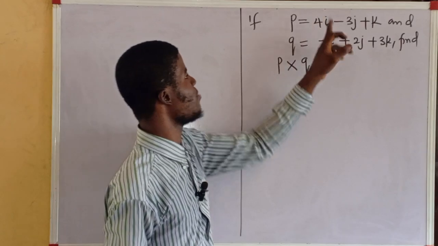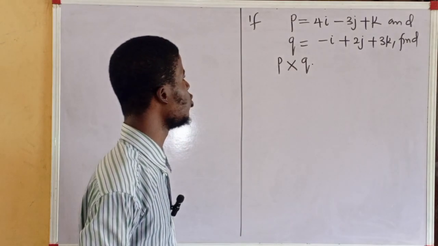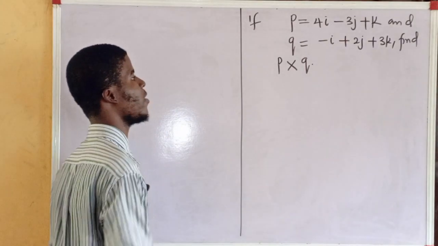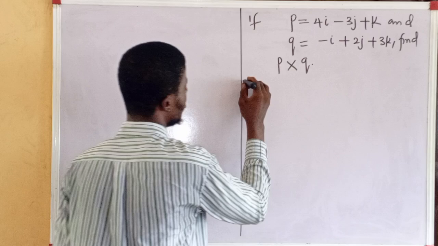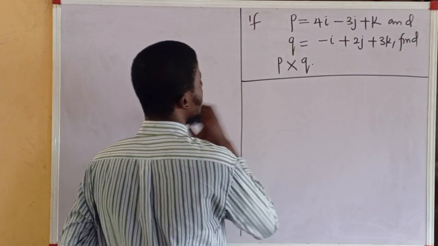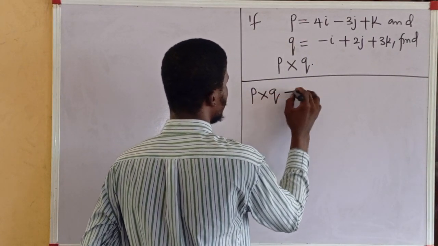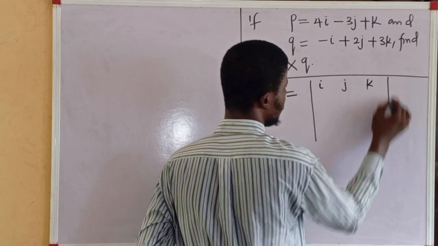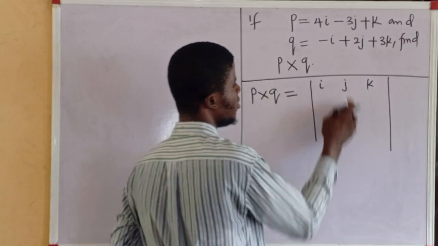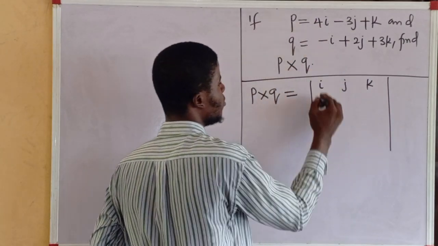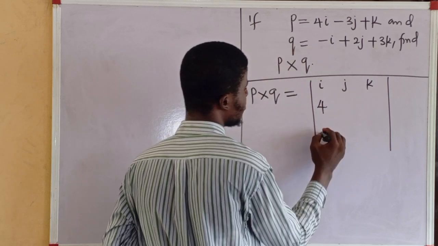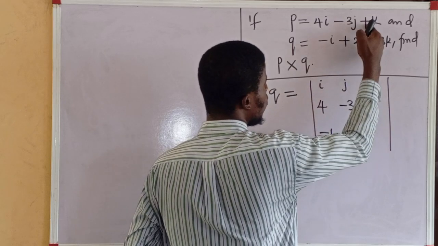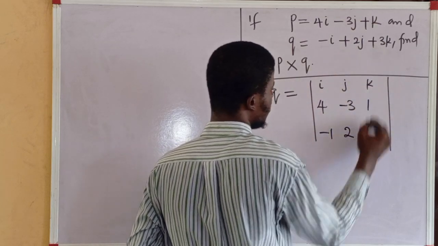If p equal to 4i minus 3j plus k and q equal to minus i plus 2j plus 3k, we have to find the cross product or the vector product of p and q. Okay, let's go again. The cross product of p and q is this: the unit vectors i, j, and k. Let's write the coefficients now. 4, minus 1; minus 3, 2; 1, 3.